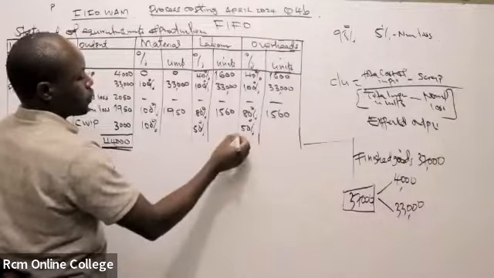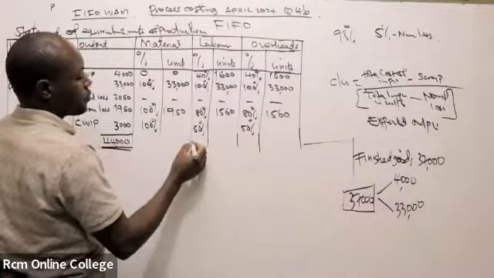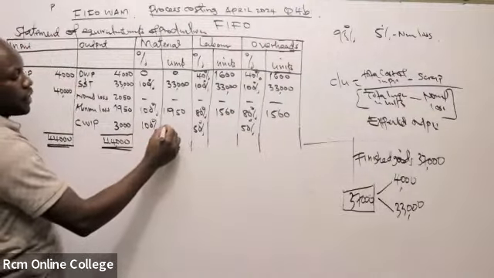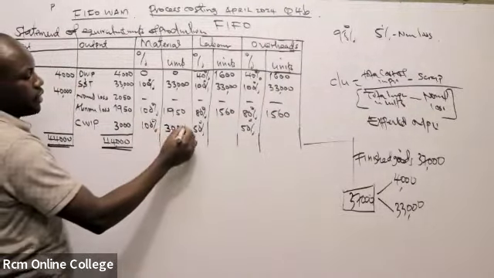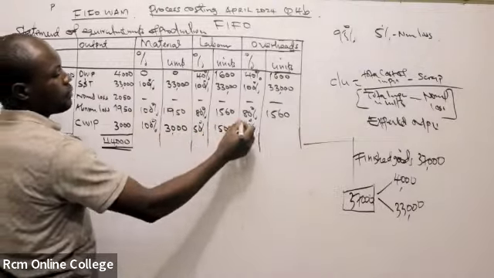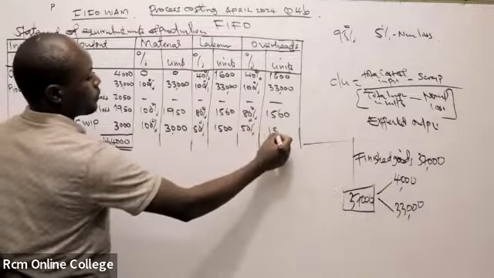Now, please bring that question. Bring your question. 100% of 3,000 is 3,000. I can see your question. 50% of 3,000 is 1,500.